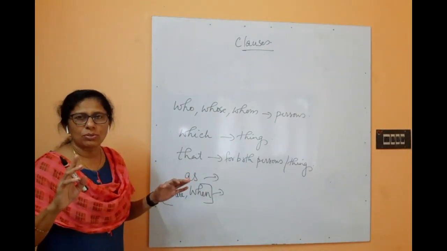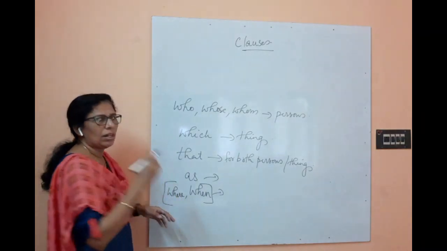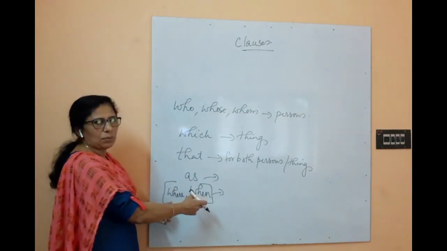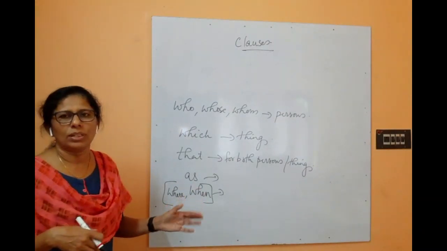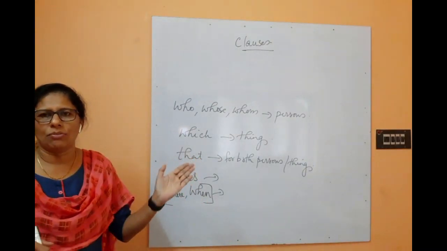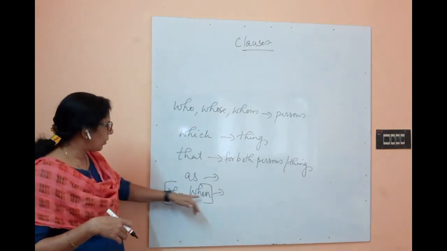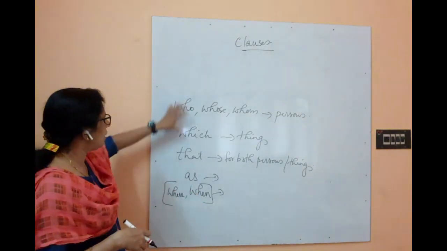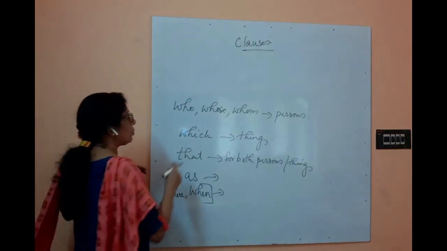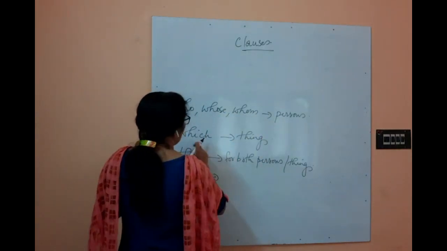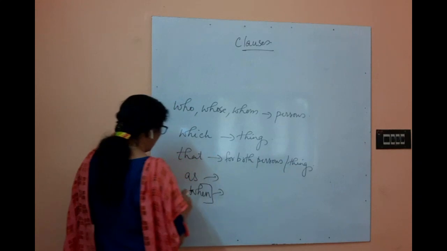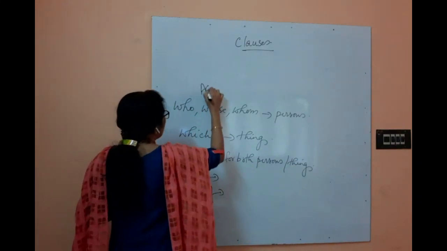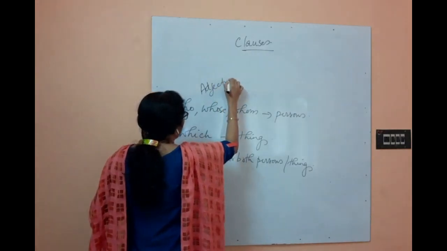The only difference is that before this, a noun will be there, and an explanation of the noun will be given in this part. But if it is an adverb clause, we know that the explanation of the adverb, which qualifies the verb, will be given about the place and the time. Understood? So these are the things you have to keep in mind in adjective clauses. Who, whose, whom for persons, which for things, that for both persons and things, and as is also sometimes used, where and when. All these are for adjective clauses.